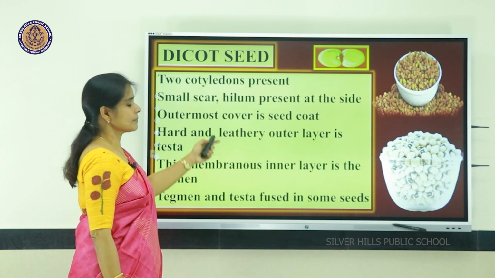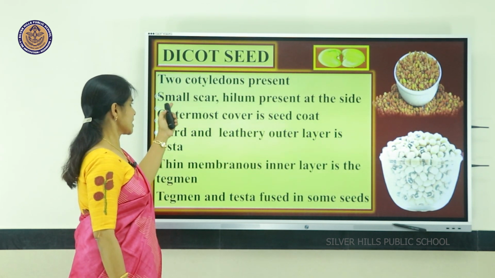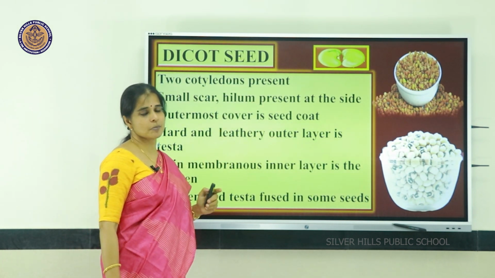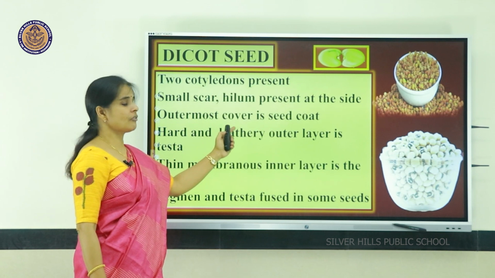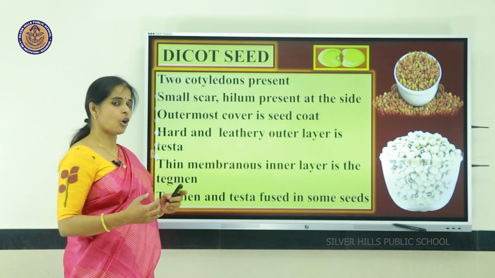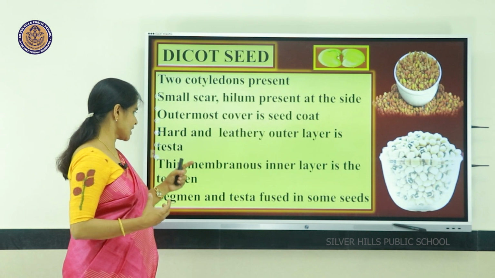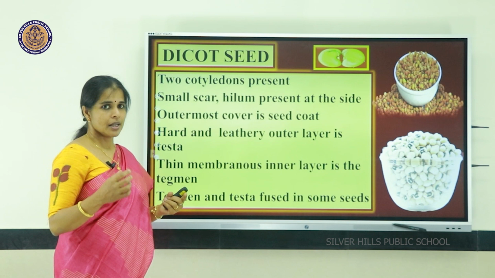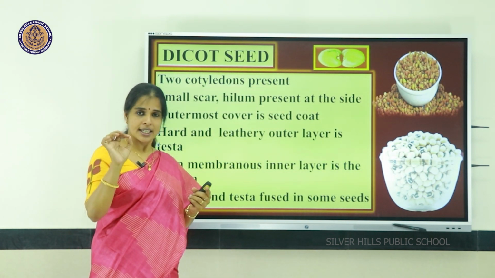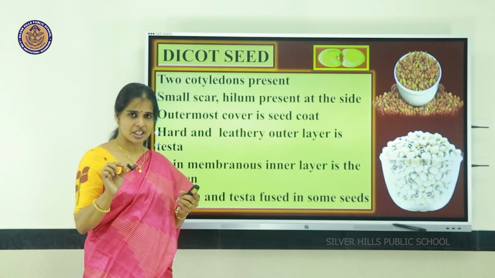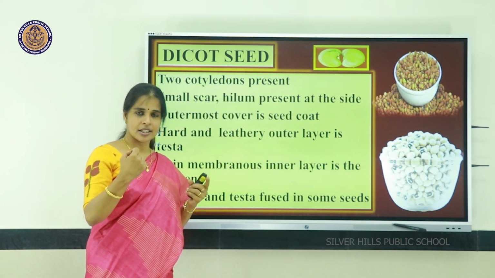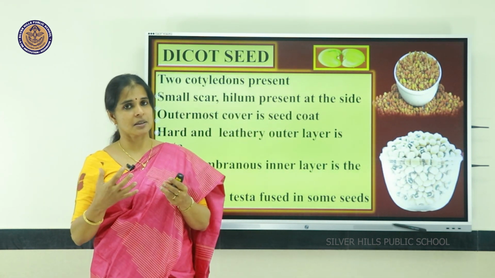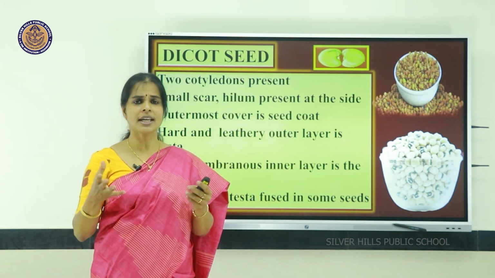Once again, dicot seed, two cotyledons are present. A small scar is present in between, that is helping for respiration, which we call this point as hilum. Outermost cover is seed coat. This seed coat, the hard outer cover, we call it as testa, and a thin membranous inner layer we call it as tegmen. So, a hard outer layer, the distinguishing layer if it is present, that is testa, and the inner thin membrane layer we call it as tegmen. In some cases the testa and tegmen are fused together, then we call it only as seed coat.